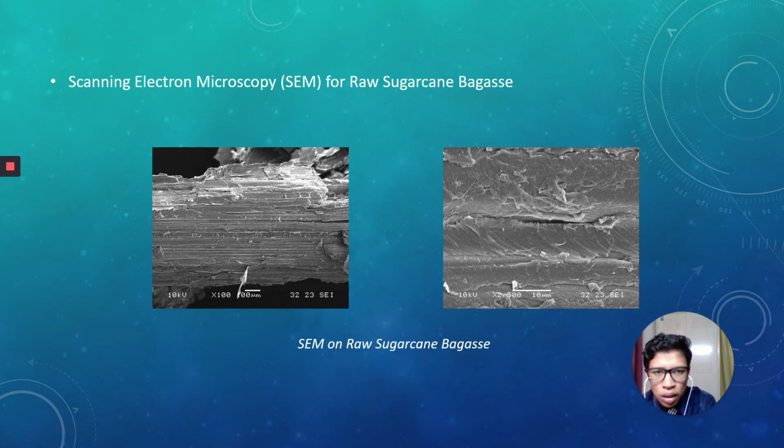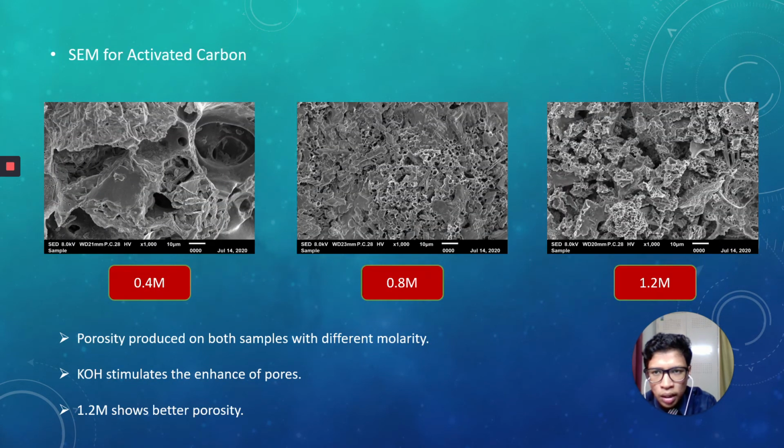Okay, next is SEM, scanning electron microscopy, for the activated carbon that I have produced. As you can see, the image is very different from the previous one, the raw sugarcane bagasse. There is much porosity produced on the surface. This means that the KOH solution, which is the activating agent, stimulates the enhancement of pores, which helps to produce more pores on the activated carbon.